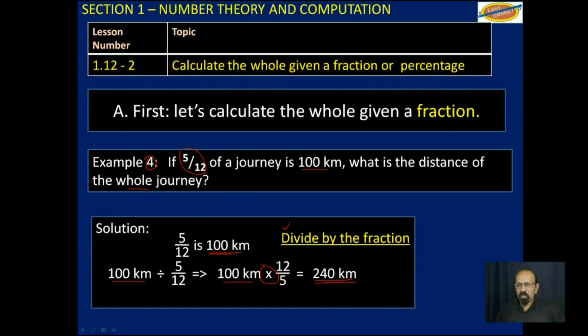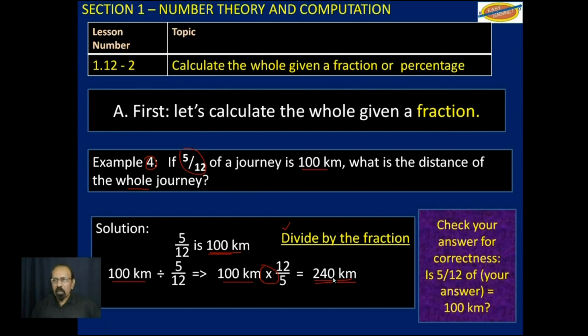Again, check your answer. Calculate 5/12 of the answer you get, and if that is the number you are given, then you are on the right track.